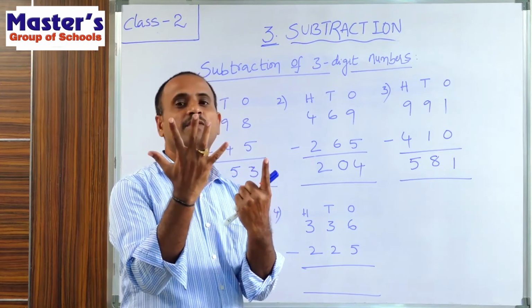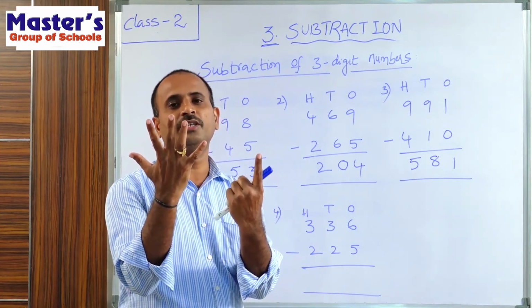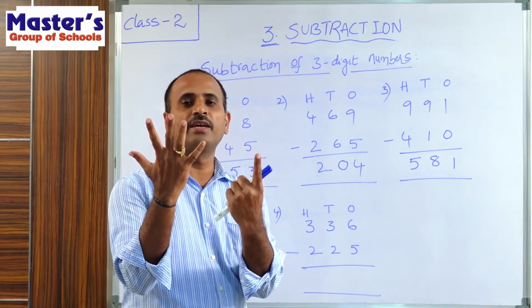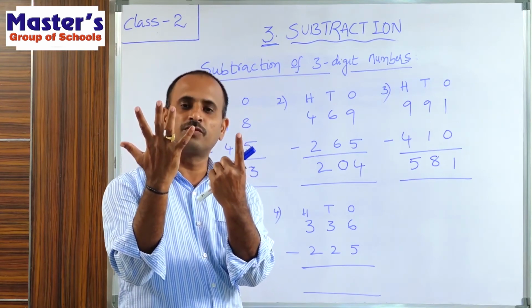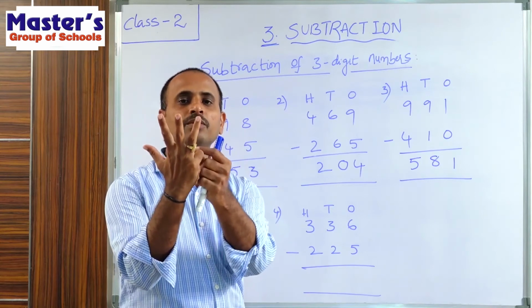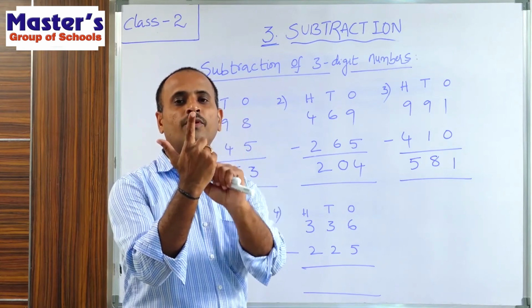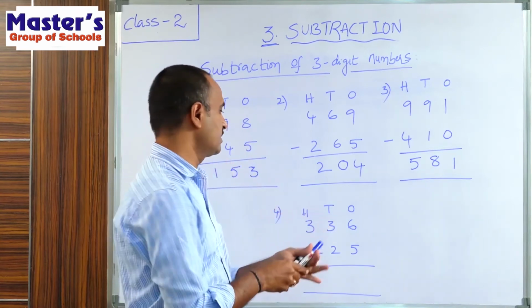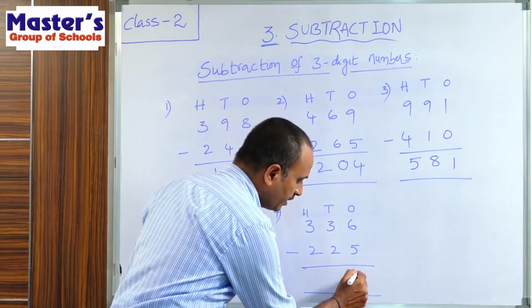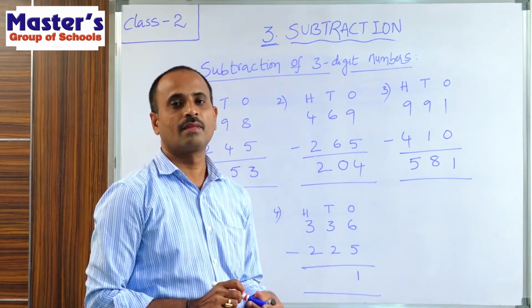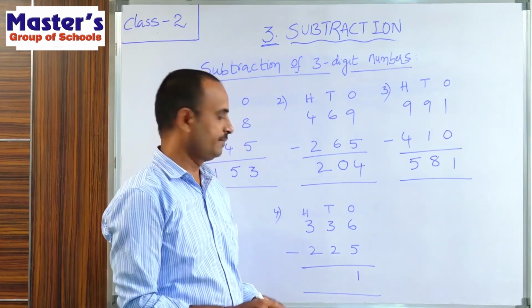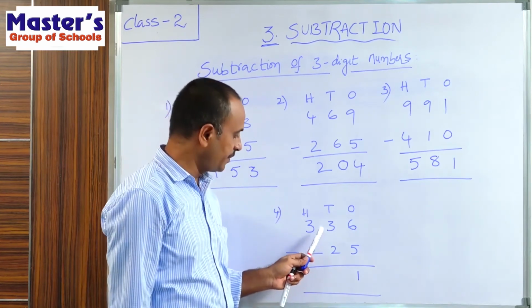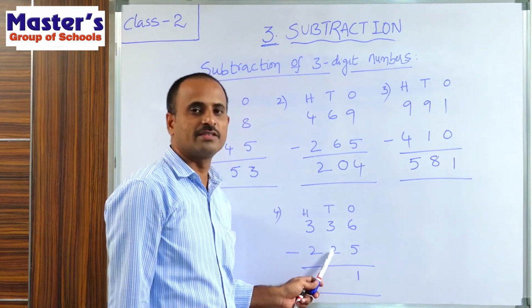What is the second digit in the ones place? 5 is the second digit. So close 5 fingers in these 6 fingers. So close 5 fingers. 1, 2, 3, 4, 5. So how many fingers are left? 1 finger is left. So the answer is 1. Write 1 under ones place. Now go to tens place. So what are the digits present in the tens place? 3 and 2 are present in tens place.